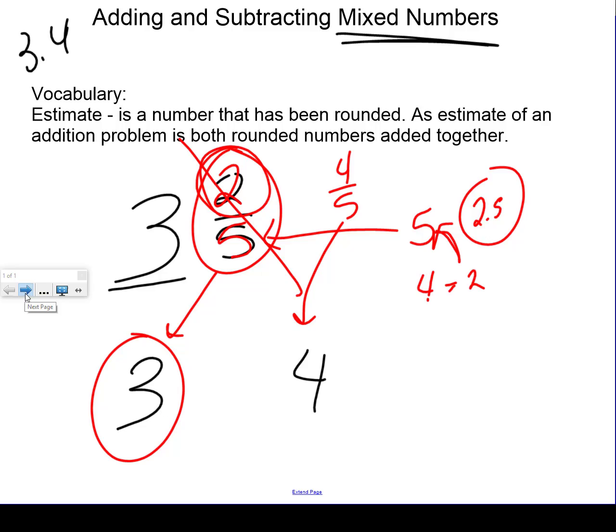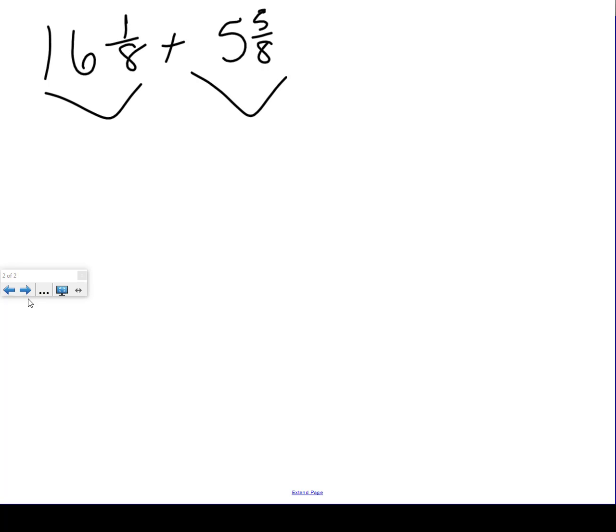I know that one can be confusing, but let's try another one and see if we can make that make sense. Our actual problem is an addition problem, and it is 16 1/8 plus 5 5/8. What we're going to do is take both of these mixed numbers and get an estimate answer for it. So when I look at this, I see 1/8. What is half of 8? Half of 8 is 4. Is my numerator 4 or bigger? Half or bigger? The answer is no because it's a 1. So that means that our fraction gets dropped off and our estimate answer is just 16.